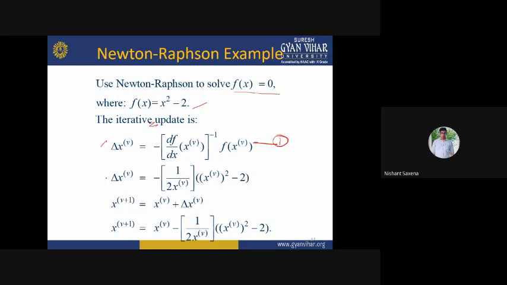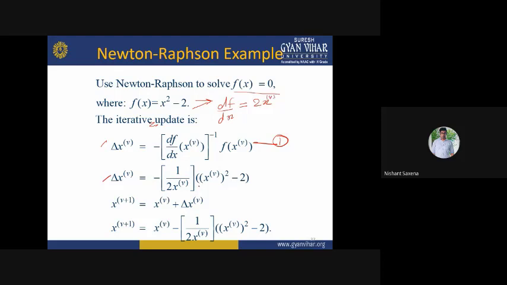And then after this, we will find out this delta xv. Okay, we substituted this x. What is the df by dx? It will be 2x. Okay, the first derivative of this one. So when we substitute this df by dx, it is coming to be 1 by 2 of xv. It will become the first one.